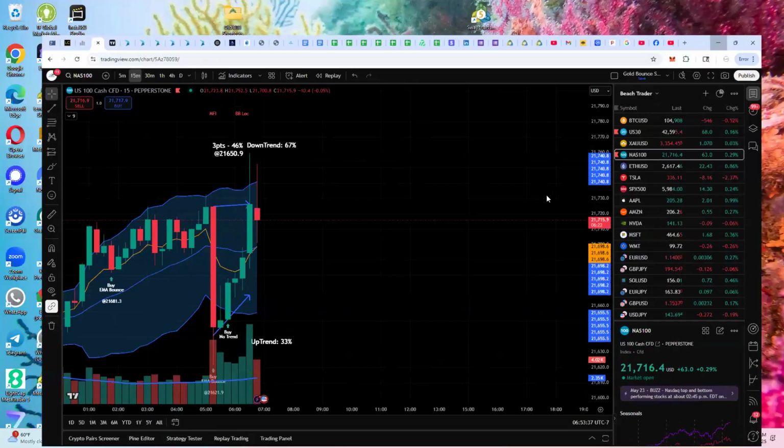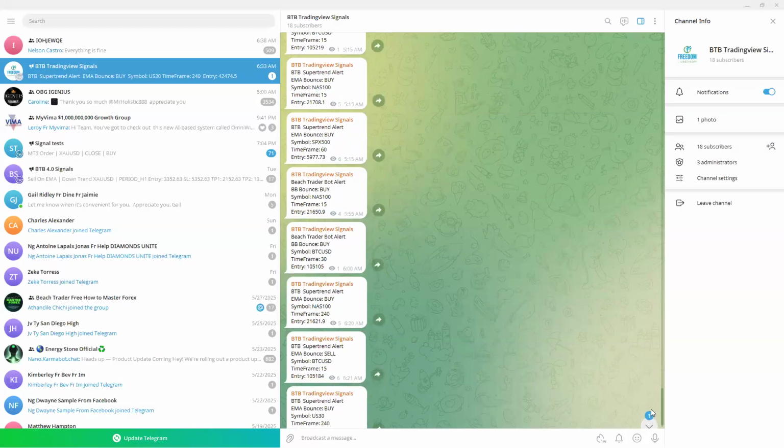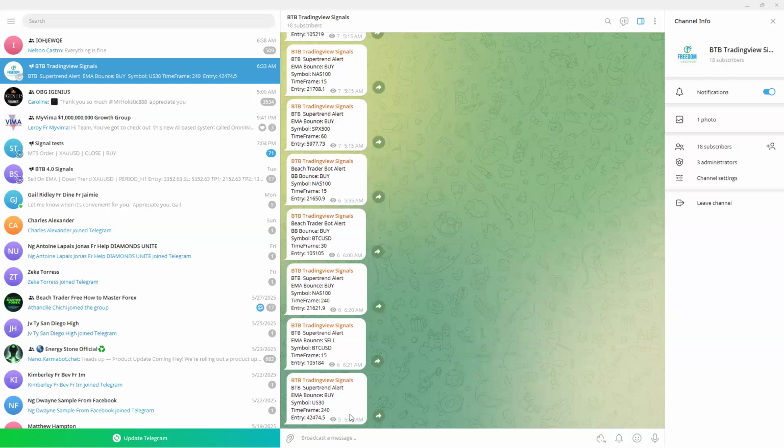Let me see the Telegram though. Let's look at Telegram. Let's see what's going on here. We got US 30 at 633 to buy, went up. We had a Nas to buy right here for the 4 hours. That was great. We had a buy for Nas right here at 555. So all these SPX went up. So just look at what we got, right? Look at what we got here.